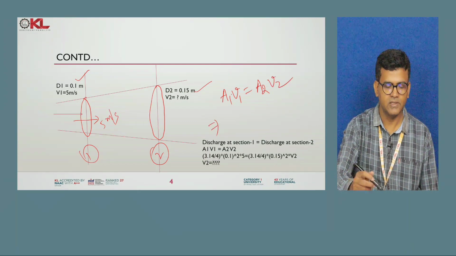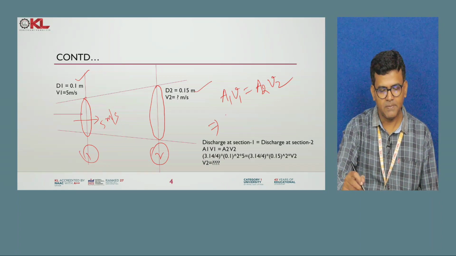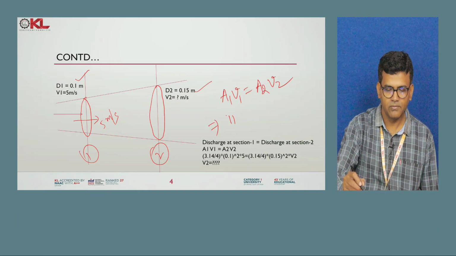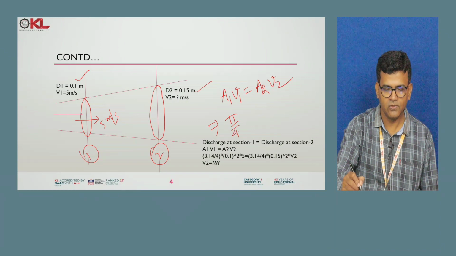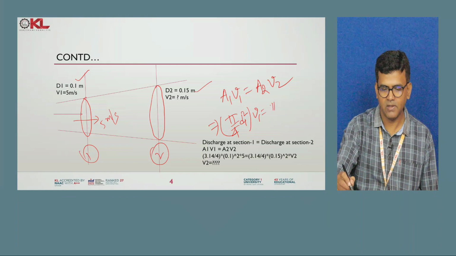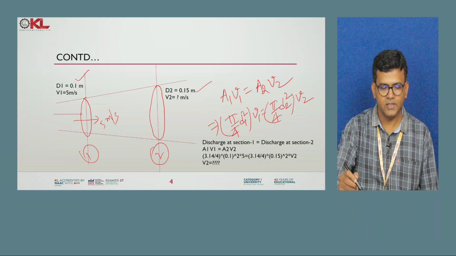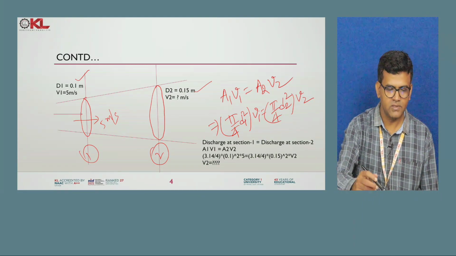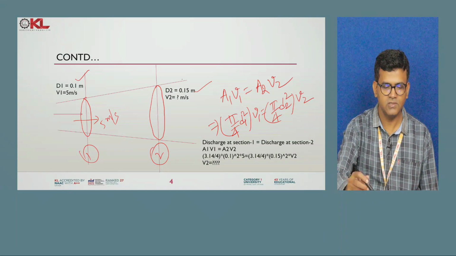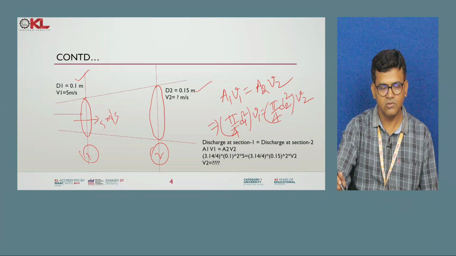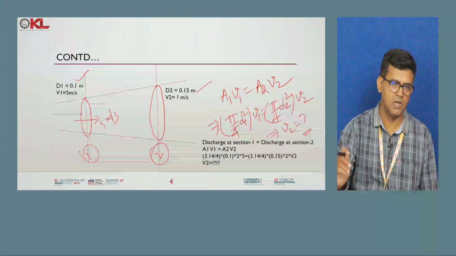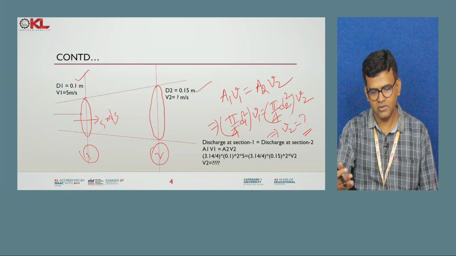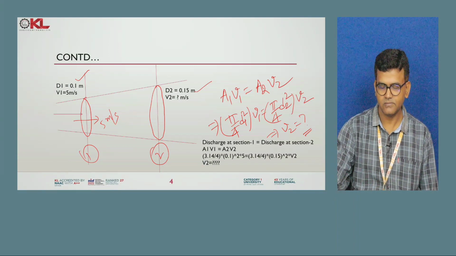The pipe area you can write as pi by 4 d1 square into V1, equal to pi by 4 d2 square into V2. D1 is given as 0.1 meter, V1 is 5 meter per second, D2 is 0.15 meter. So there is only one unknown parameter, V2, which you can find. So based on the continuity equation you can solve the problem.